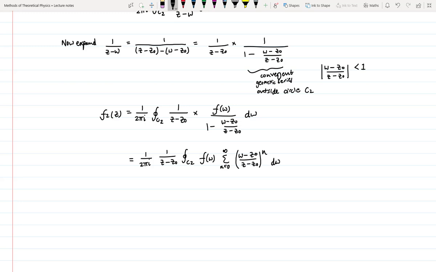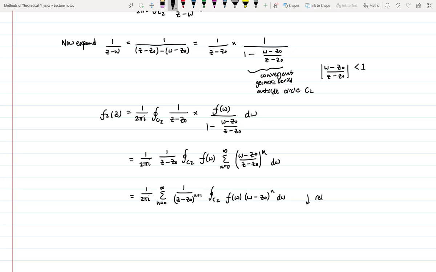Here the integral of the sum is the sum of the integrals, and we can tidy this up to get 1 over 2 pi i, the sum from n equals 0 to infinity of 1 over (z minus z naught) to the n plus 1, the integral along C2 of f of w times (w minus z naught) to the n dw. The last step is going to be a shifting of the summation index.